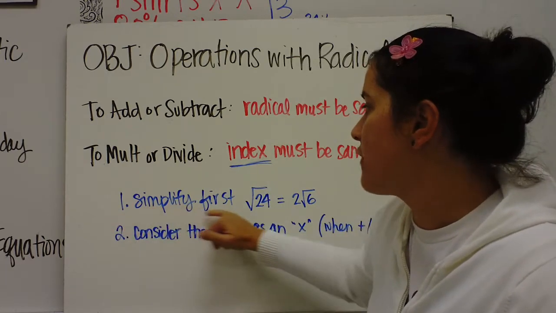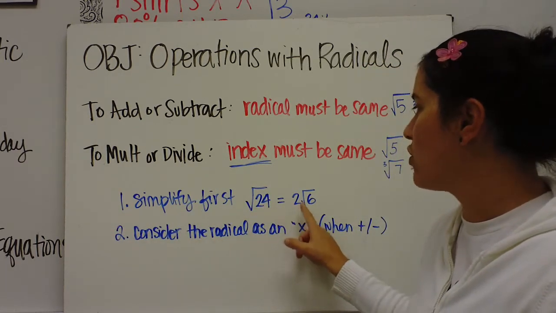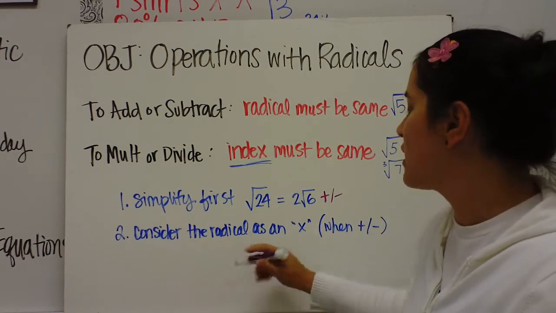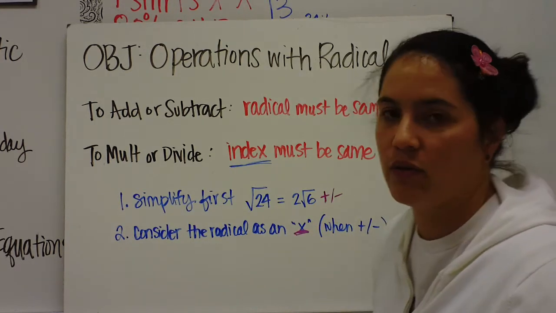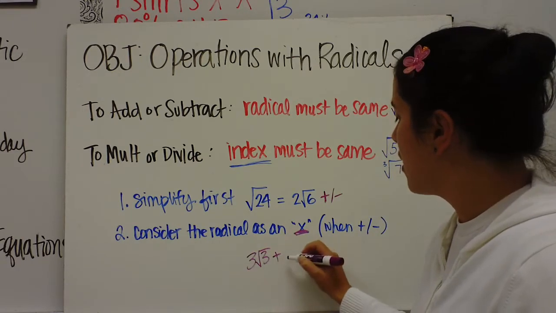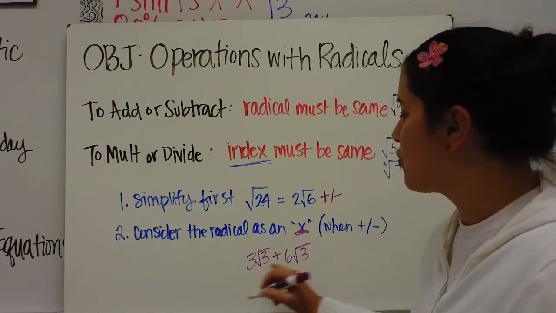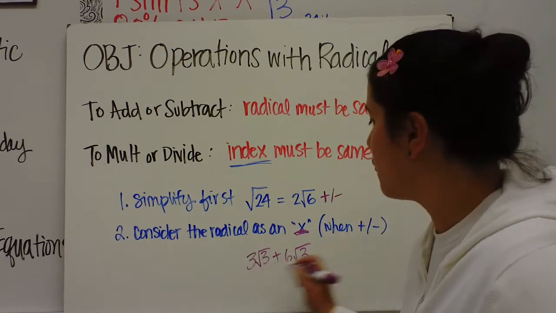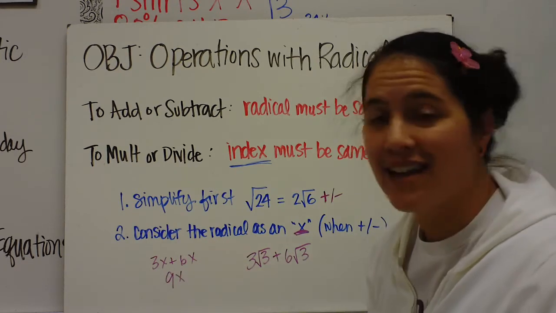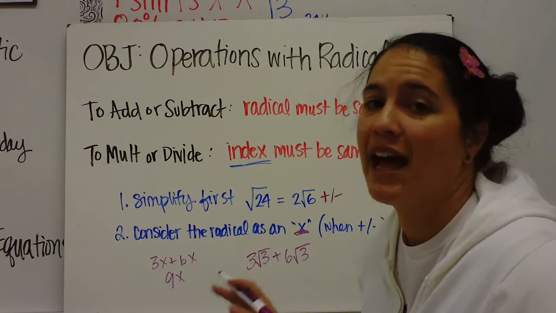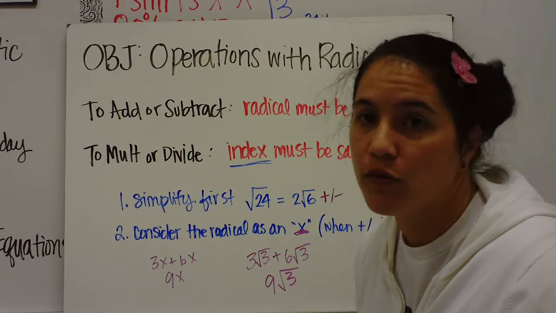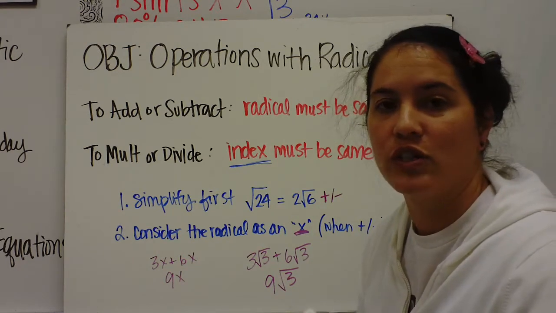And so when you're adding and subtracting, first you want to simplify. So if you have the square root of 24, you always want to simplify it when you're adding and subtracting. And you want to consider the radical as kind of like your x value. So if you have 3 root 3 plus 6 root 3, your root 3 is kind of like your x value. So if you had 3x plus 6x, you would add that together and you would get 9x. Same thing here. You're going to add together your coefficients. 3 plus 6 is 9, and then you're still going to keep your root 3. So that is how you would add together.